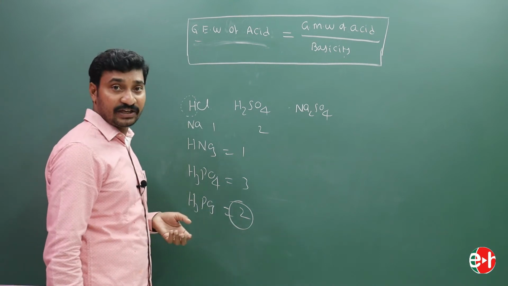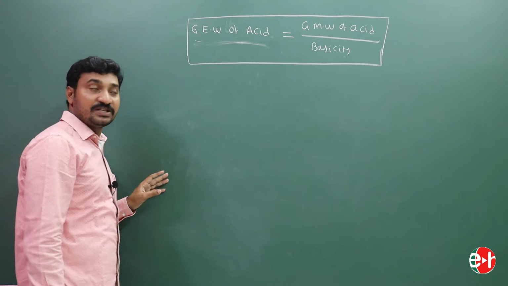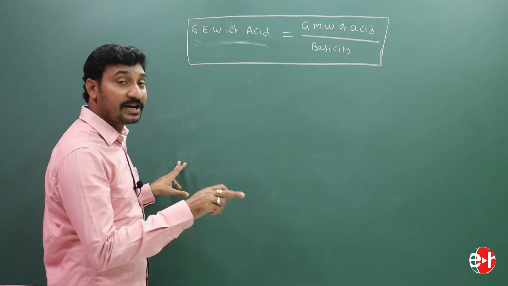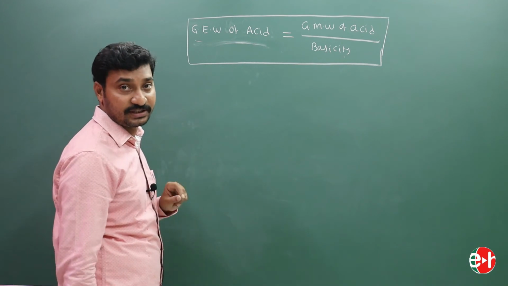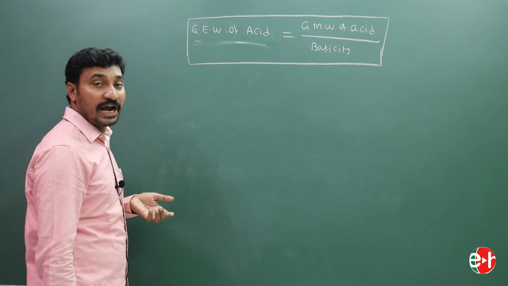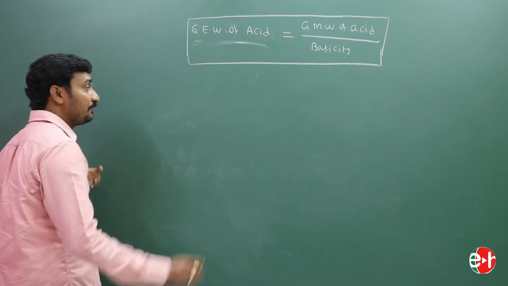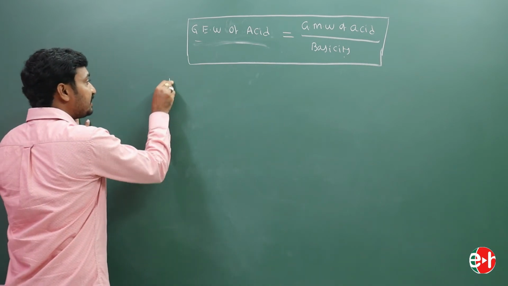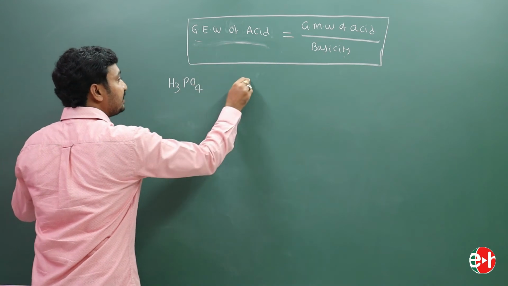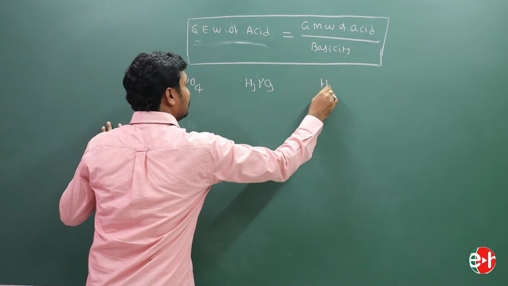How can we identify how many replaceable hydrogens are there? Okay, so finally, what is basicity? The number of replaceable hydrogens by metal atom is called basicity. How can we identify how many replaceable hydrogens are present in one molecule of a given acid? For suppose, if we take H3PO4, H3PO3, H3PO2.